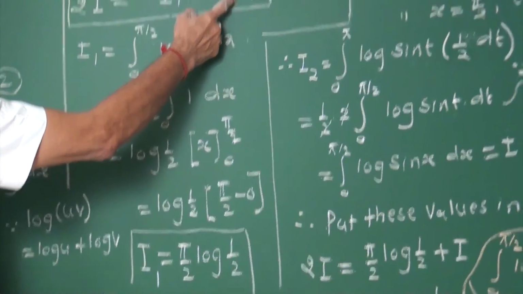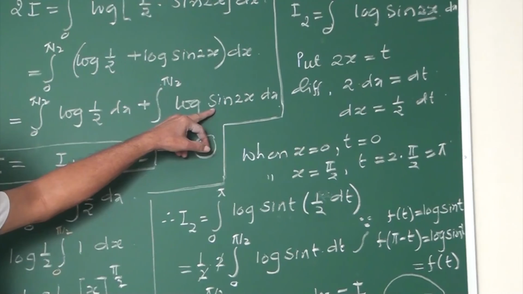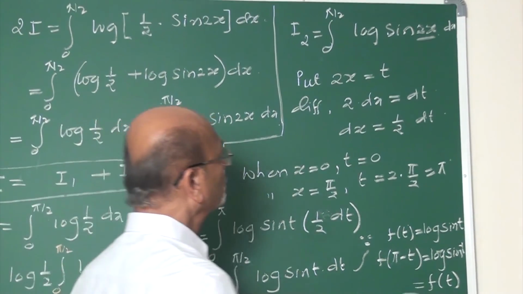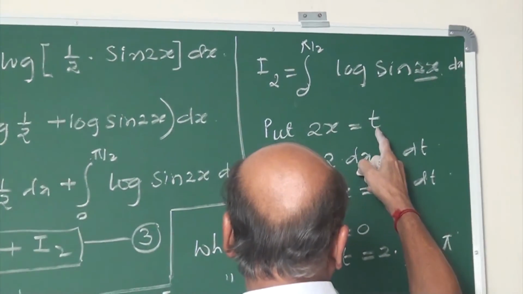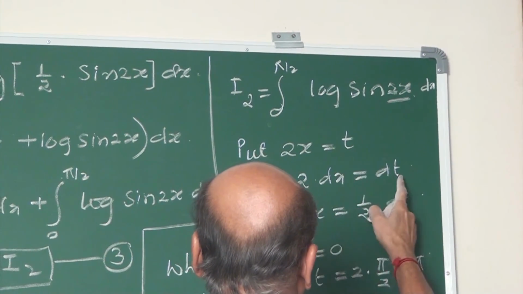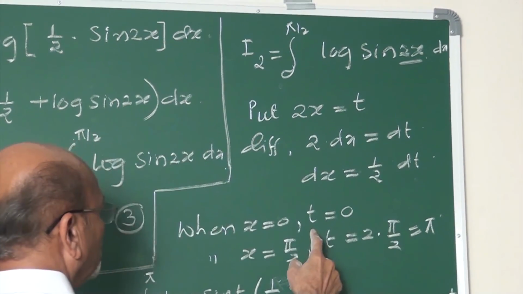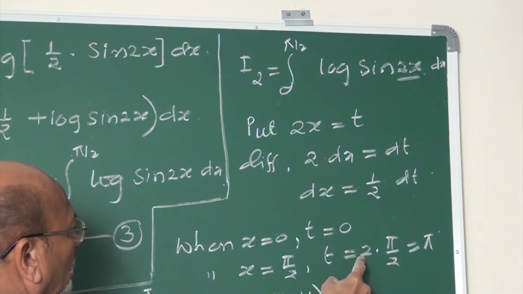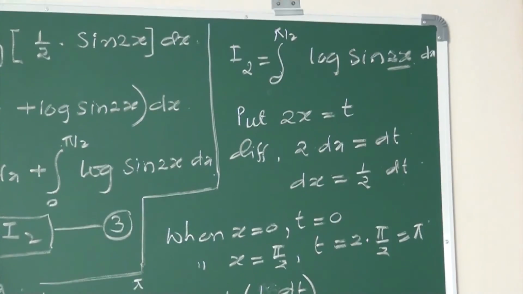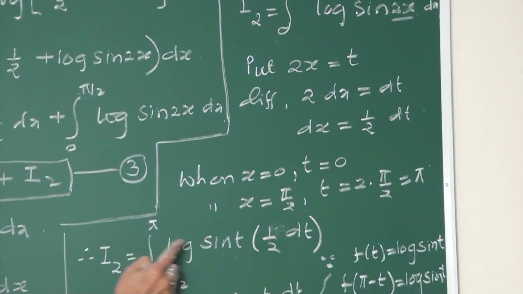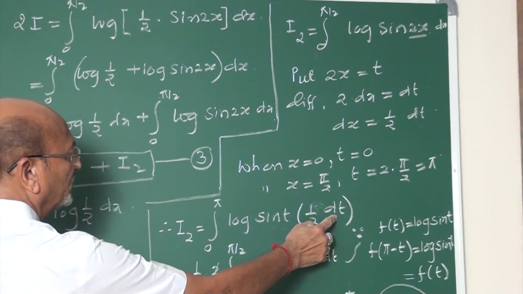Next, I2, the integral from 0 to pi by 2 of log sin 2x. This 2x we want to convert to a single t. Let this equal t. Differentiate this: dx is half dt. When x is 0, t is 0. When x is pi by 2, t is pi. So I2 is from 0 to pi of log sin t, because 2x is t, times half dt.